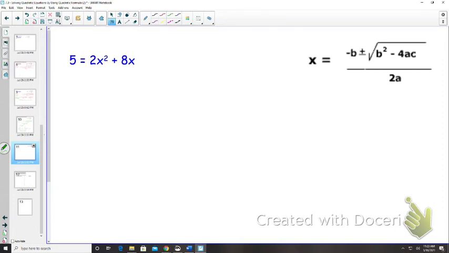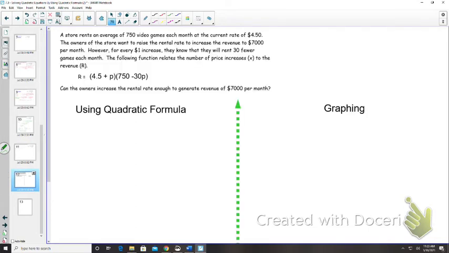Okay, I'm gonna skip this one for now, and I'm gonna jump to this one. Okay, so this is a maximization problem. A store rents an average of 750 games each month at the current rate of $4.50. So remember, anytime we have maximization, we have price multiplied by revenue. So my price is $4.50, and he's trying to maximize their money. So he wants to increase the price by $1. But each time they do that, they're going to rent 30 fewer games each month. So here's our equation right here: 4.5 plus P multiplied by 750 minus 30P.